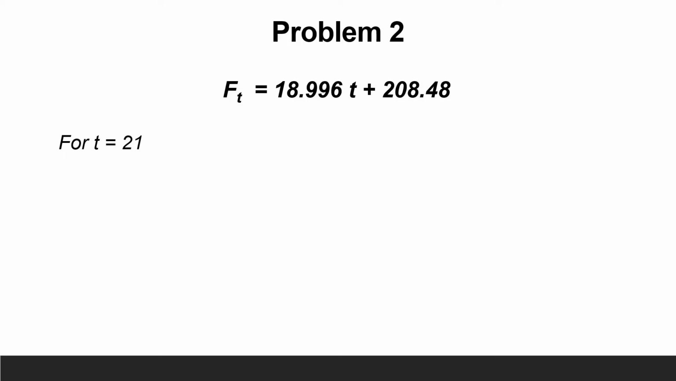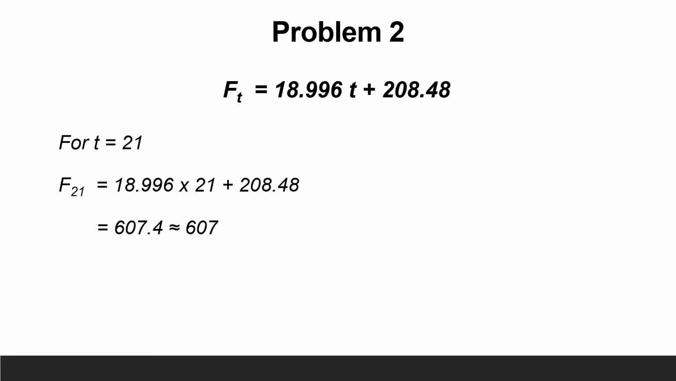The same for week 21, substitute by T equal 21 to find the forecasted or expected loading for week 21. F21 equal 18.996 multiplied by 21 plus 208.48 equals 607.4, approximately equals 607. So, the expected loading of week 21 equals 607.